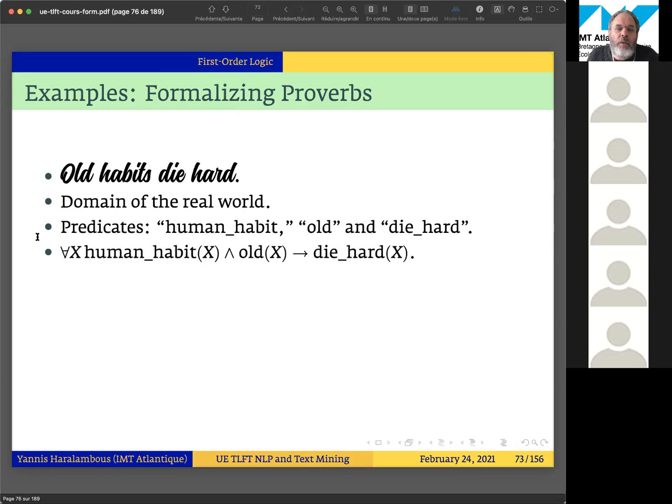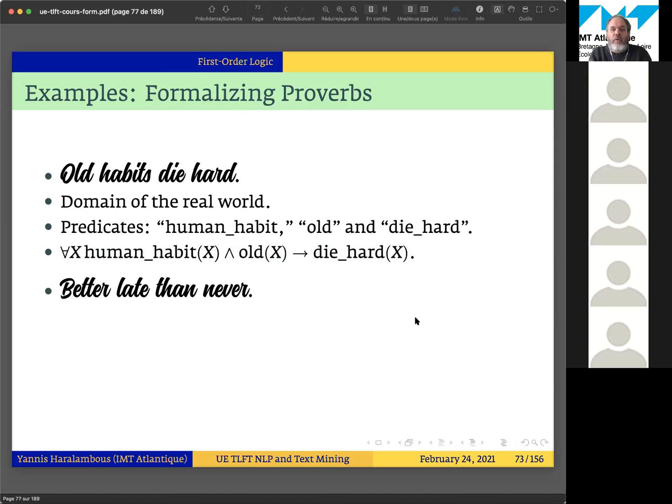And the formula will be: for all X, if X is a human habit and X is old, then X dies hard. So you see, I have a universal quantifier and I use an implication. This is specializing who I am talking about, and this implies that these values of X have this property.